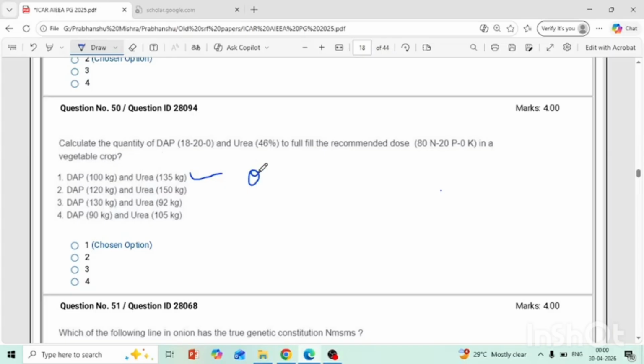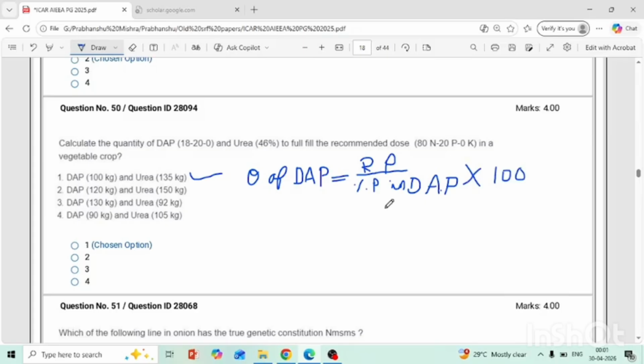So the quantity of DAP is equal to the required P, R P, divided by the percent of P present in DAP, into 100. This is the formula.